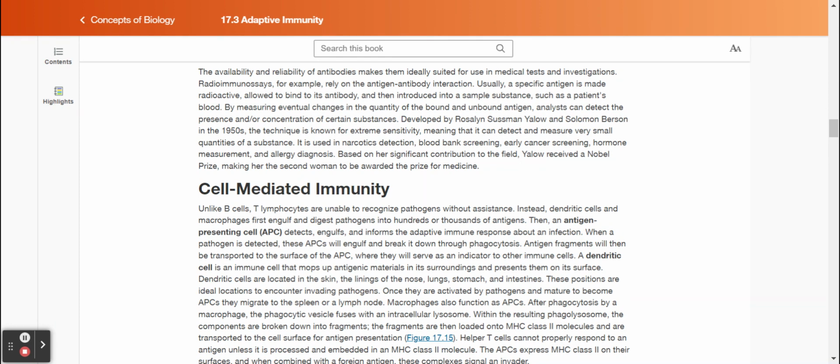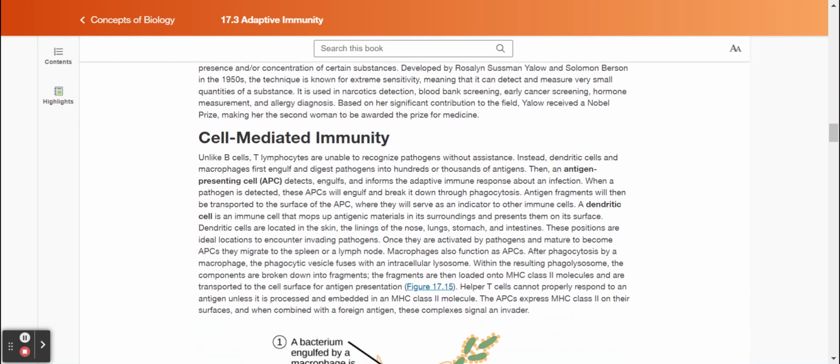of certain substances. Developed by Rosalind Sussman-Yalow and Solomon Burson in the 1950s, the technique is known for extreme sensitivity, meaning that it can detect and measure very small quantities of a substance. It is used in narcotics detection, blood bank screening, early cancer screening, hormone measurement, and allergy diagnosis. Based on her significant contribution to the field, Yalow received a Nobel Prize, making her the second woman to be awarded the prize for medicine.